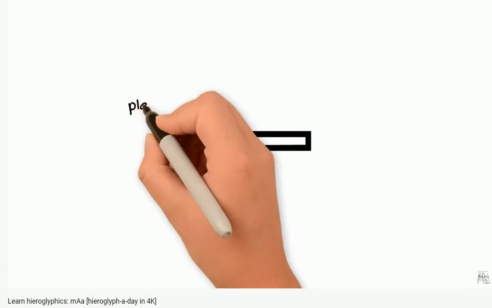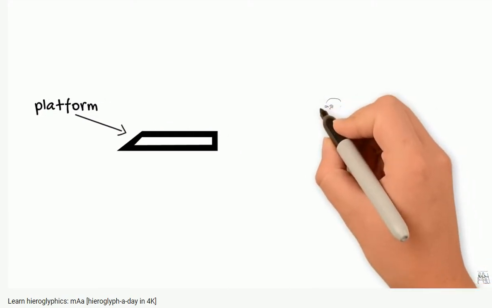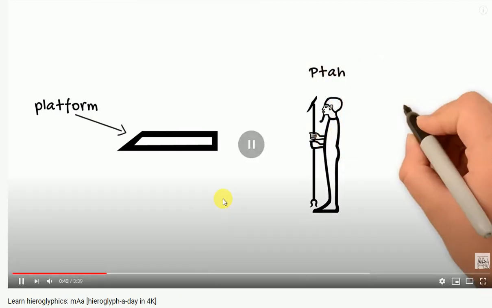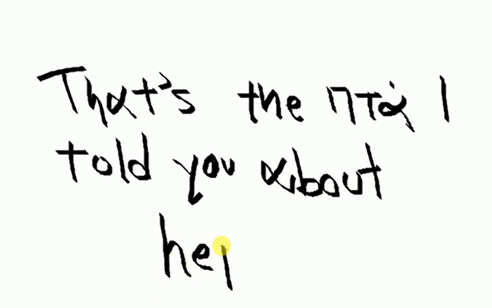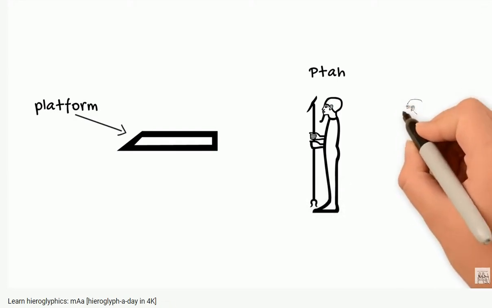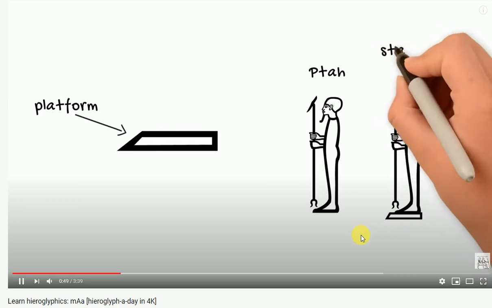All right, so what is this one? Well, this is actually a base or platform. So you see this a lot on the bottoms of statues. And here's a little insider tip for you. Whenever you see a picture of people or gods, the way you can tell if they're supposed to be a statue of that person or god is if you have this kind of platform underneath them. If there's that platform, it means it's a statue.